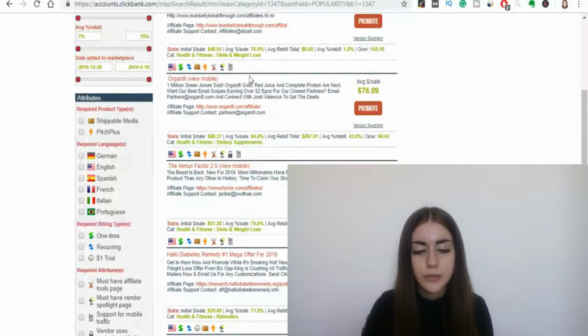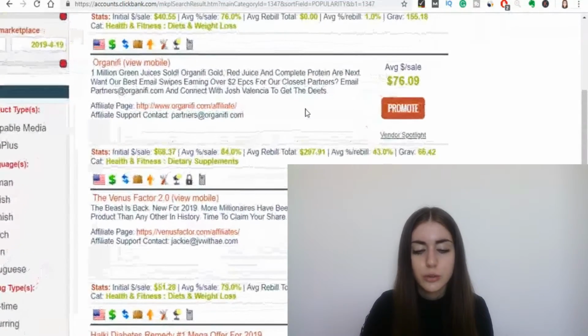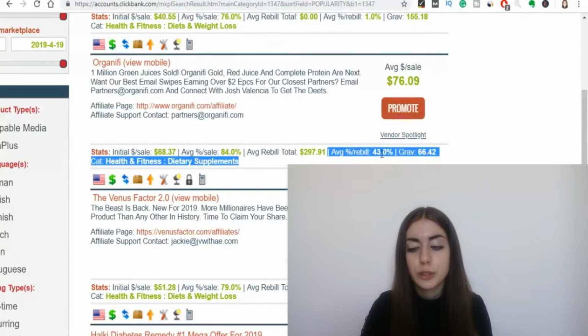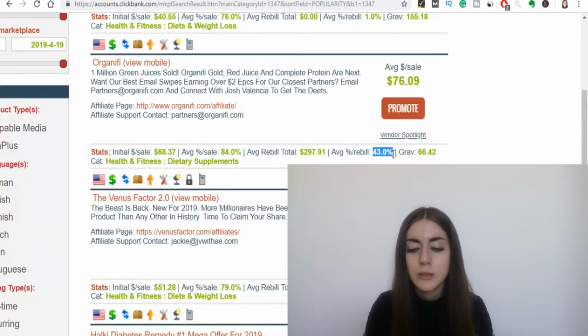For example, this one. Okay, so here you can see that on average, that average rebill total percentage is 43%. So every single month, you would basically earn on average 43% of that amount your customers paid for that product. Now you can see that amount here. So you can see for this product it is $297.91. And basically this is the first thing, okay? I'm looking for residual commissions.